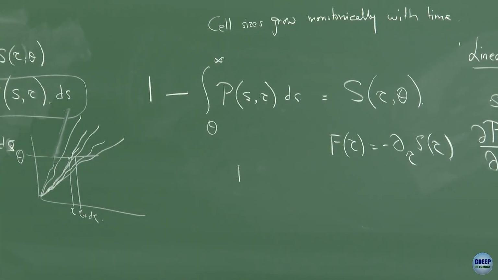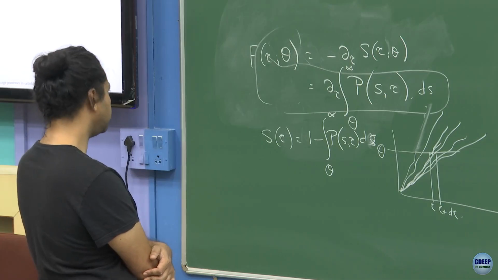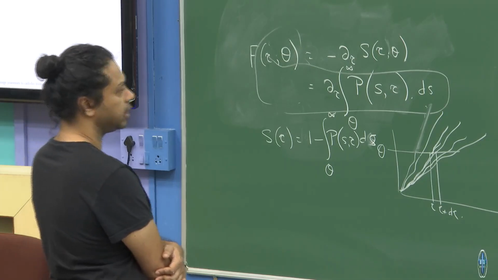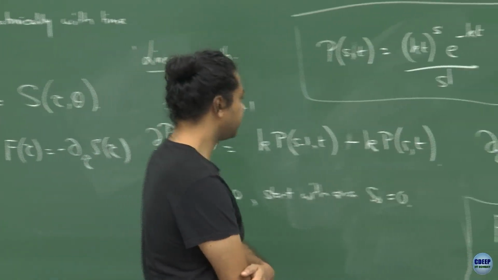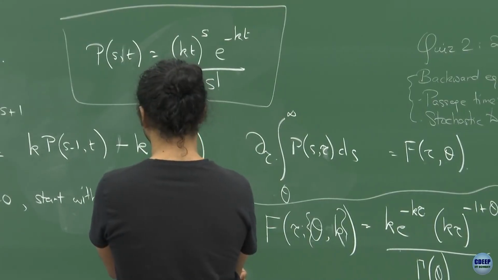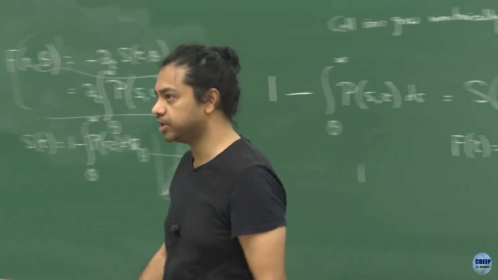Correct. So these are monotonically increasing sizes. So here probably I should put an auxiliary condition. Yeah, that is true actually. So when I'm writing this master equation, I have not. This is pure growth. This has no division actually. So there is no absorbing condition at theta.